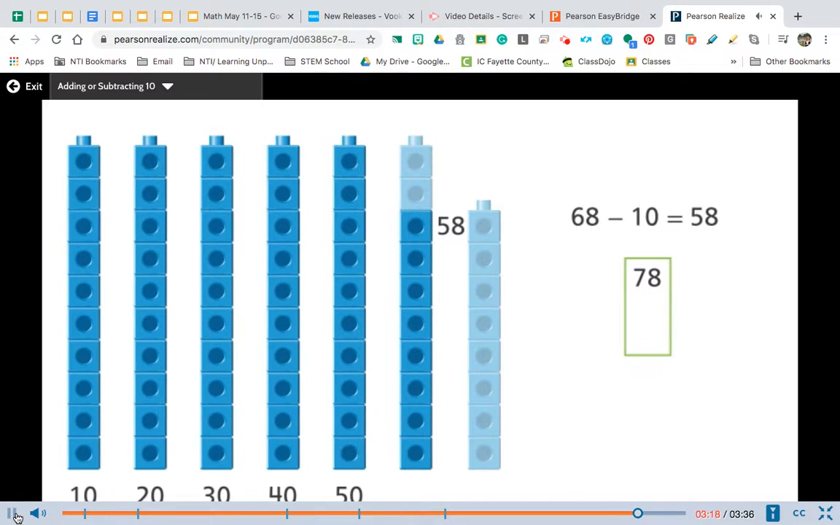At 78, we took away 10 and we got 68. We took away 10 more and got 58. What do you notice about these numbers? What's changing? What's staying the same?